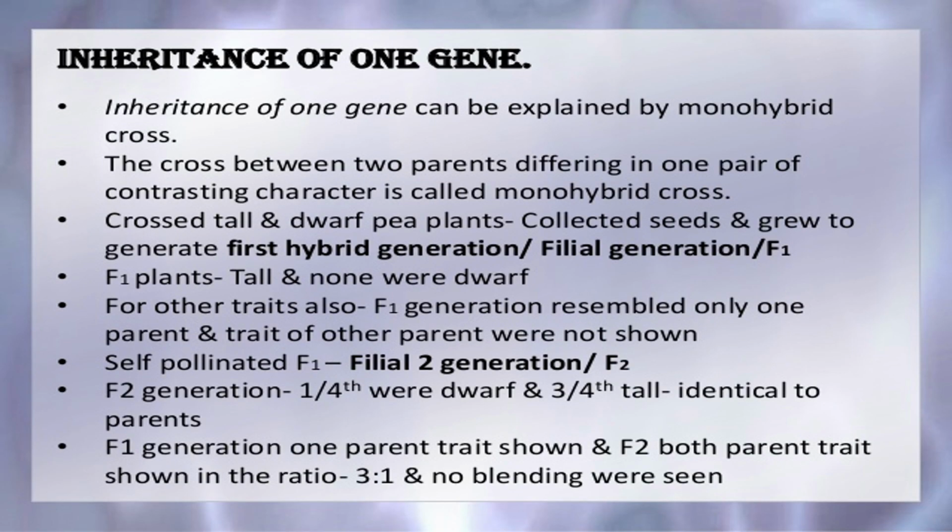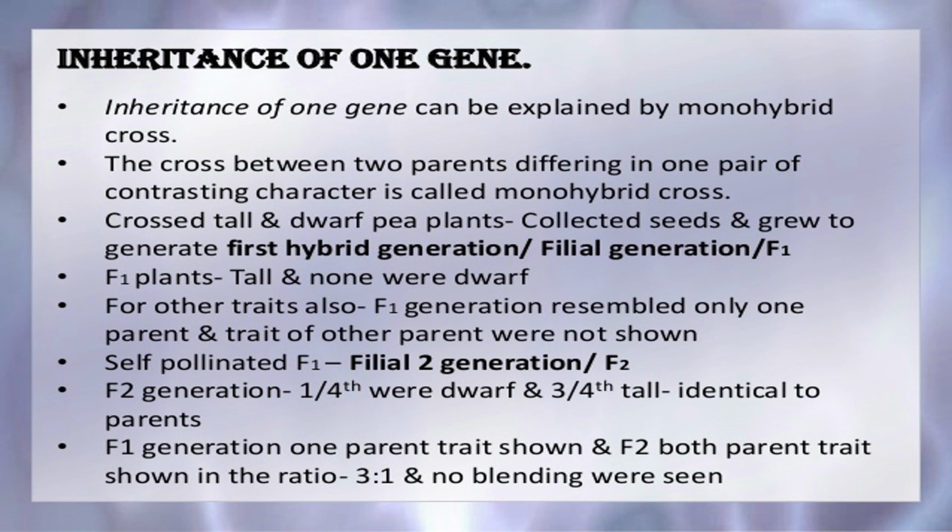The inheritance of one gene can be explained by the monohybrid cross. The cross between two parents differing in one pair of contrasting characters is called a monohybrid cross. This is generated by crossing tall and dwarf pea plants. The first hybrid generation is called the F1 generation, that is, filial generation 1.